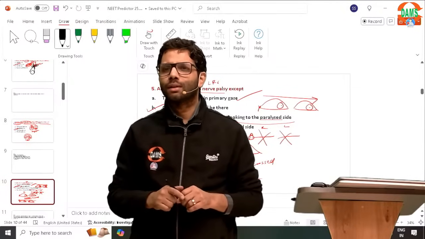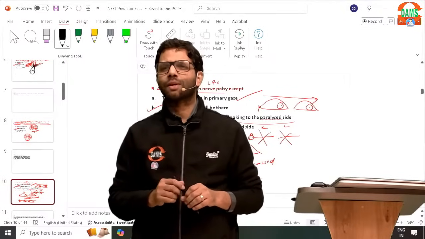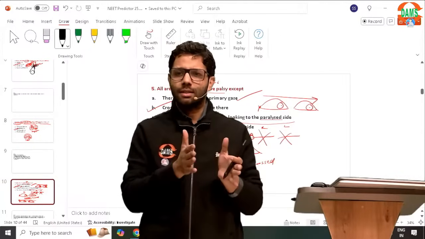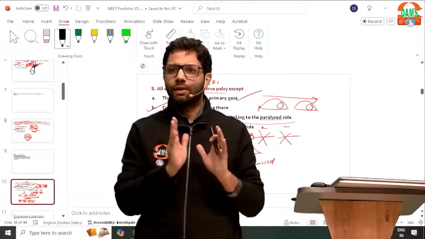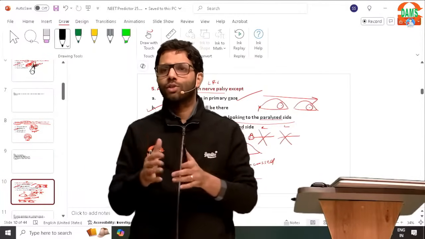Spherical equivalent questions will not come now. Spherical equivalent is: take spherical power as it is, half the cylinder, numerically join. That's the formula. Take spherical as it is, half cylinder, numerically join.